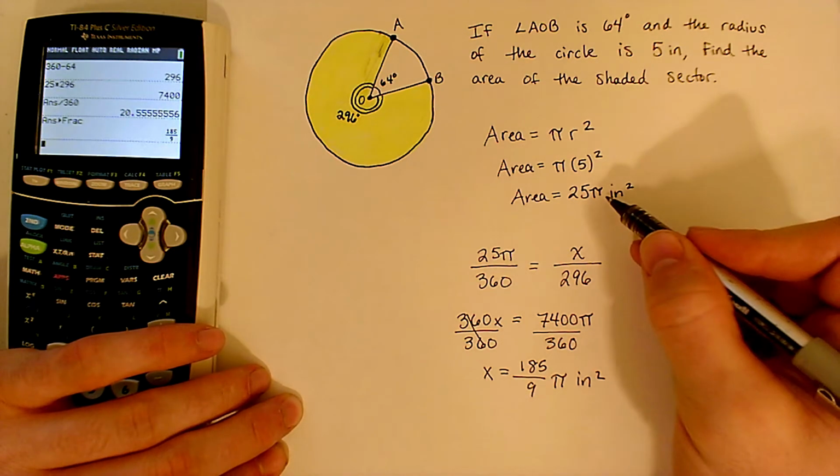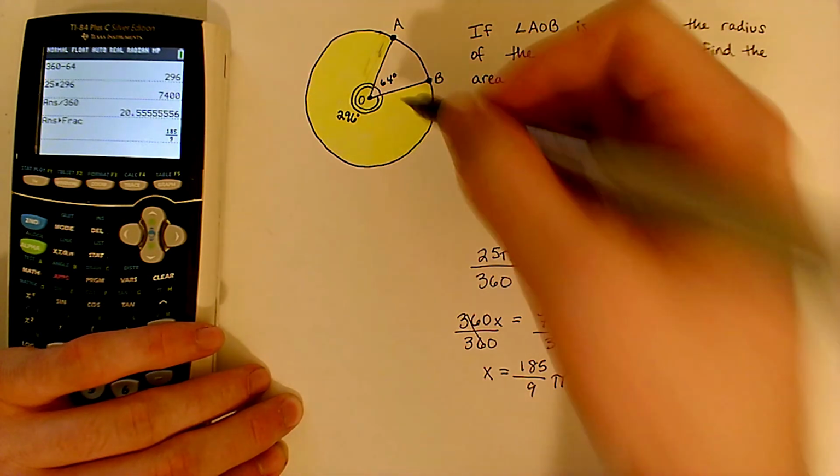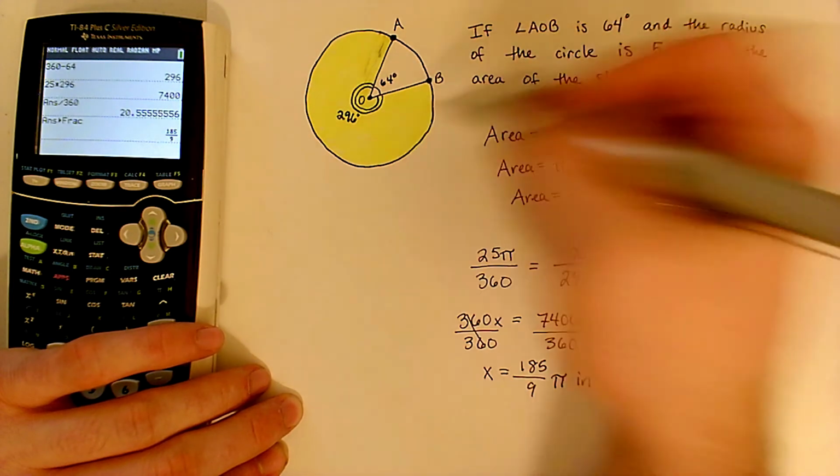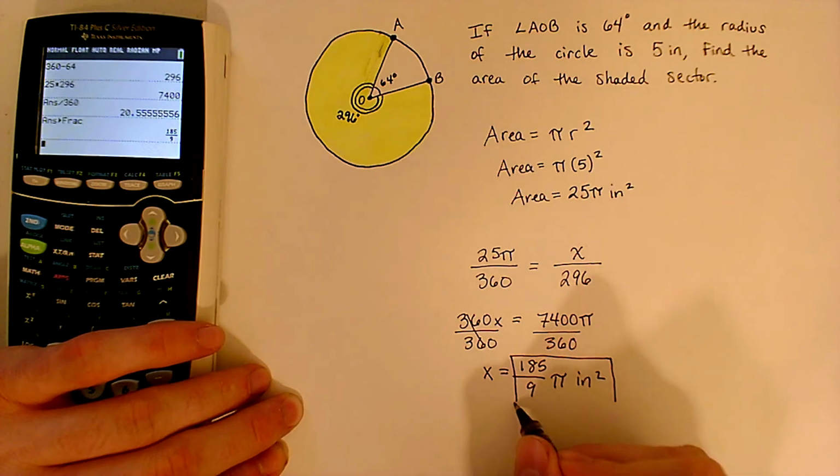So the 25 pi represents the entire area of the entire circle, and this 185 over 9 pi represents just the area of the shaded region. Okay? And that's how you find the area of a large sector of a circle.